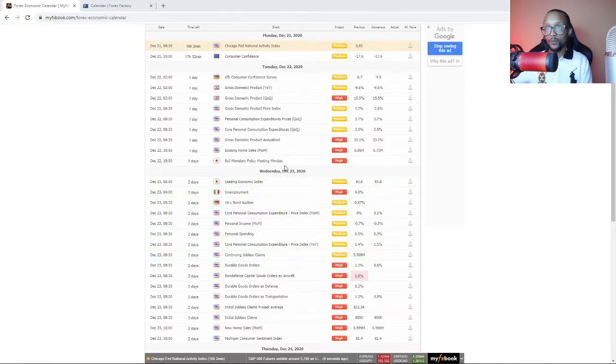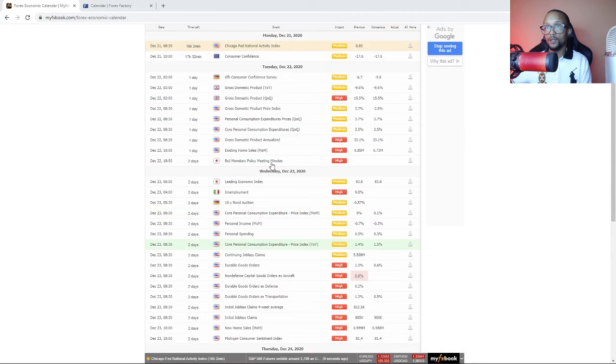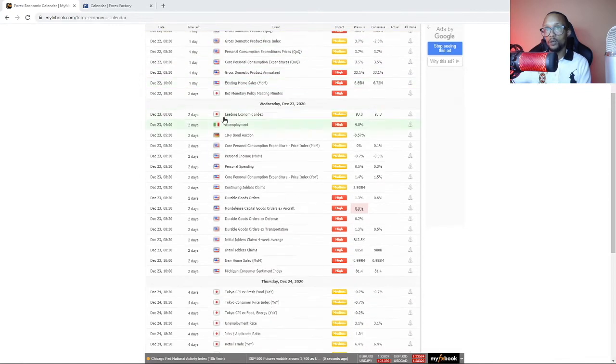But what you want to do is take a look at the calendar for the entire week on Sunday, or what I like to do anyway. Anything that's going to affect pairs that I like to trade, like for instance GBP/JPY, Great Britain pound versus the Japanese yen, I'm going to be zooming in on any events that affect the United Kingdom or affect the Japanese yen. So anytime I see an event like this, especially high priority, I'm going to take note of that.